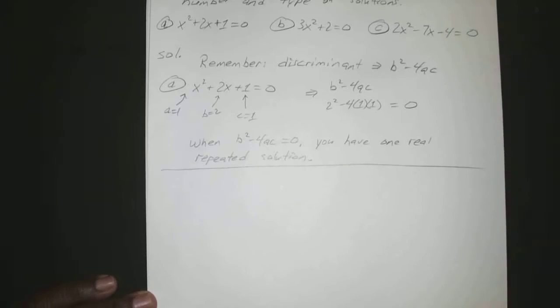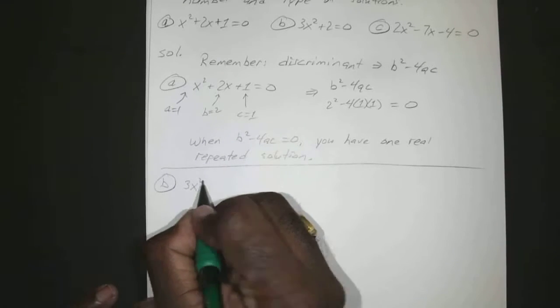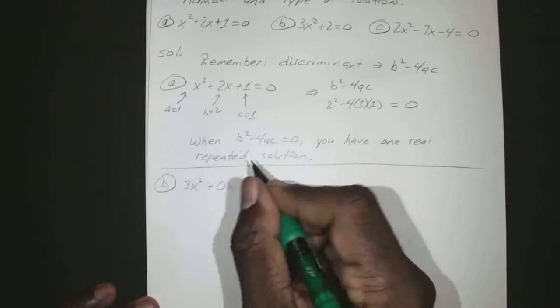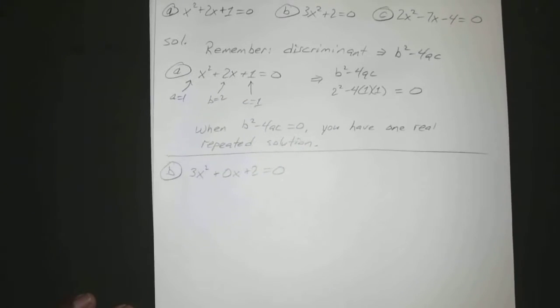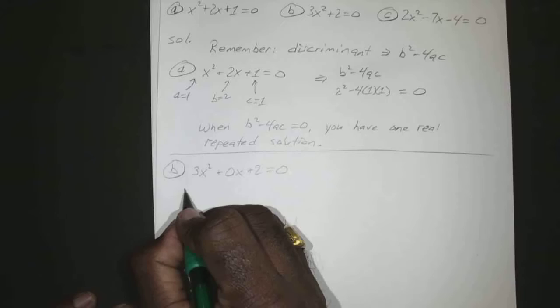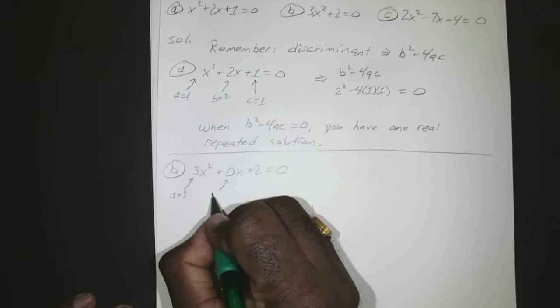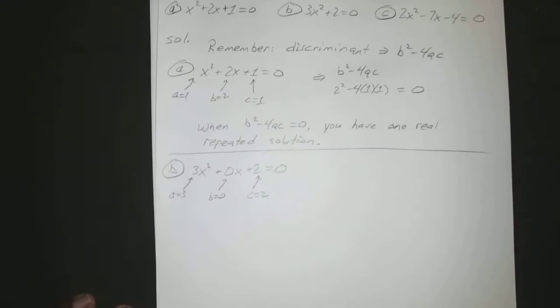All right, so for question B, we do the exact same thing. We just identify our A, B, and C, and we just plug it in. Okay, so we have 3x squared. And since we don't have an x term, we can make that plus 0x plus 2 equals 0. Kind of just a fill in the blank kind of thing. You don't have to add it, it just makes it a little easier to identify. So your A is equal to 3, your B is equal to 0, and your C is equal to 2.